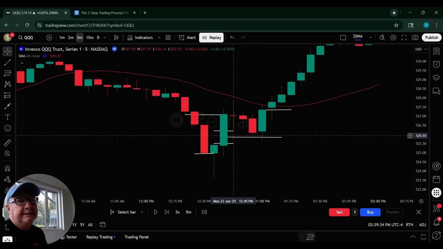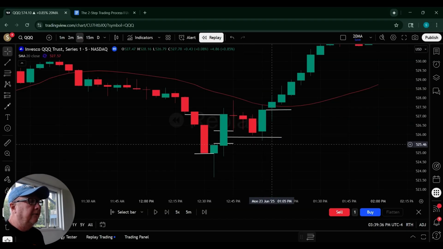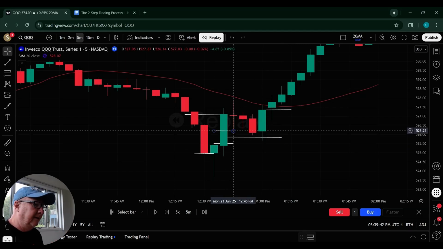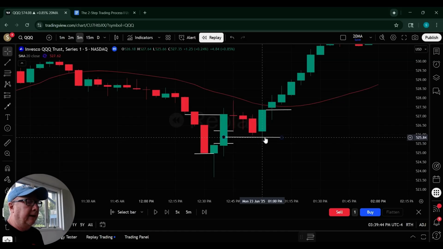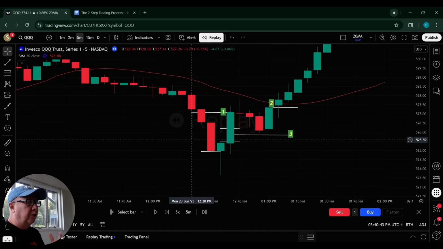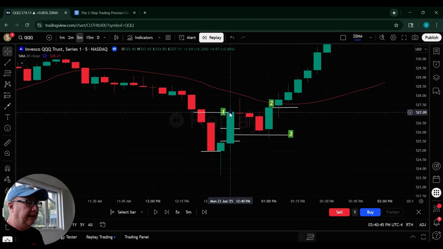If you're an ICT trader, you'll know what I'm talking about. If not, you can look up fair value gap. Like I said, I explained it very quickly, but that's another entry point. So that's 3 different entry points. The first one is literally at the close of your hairpin turn, which again is the most aggressive.